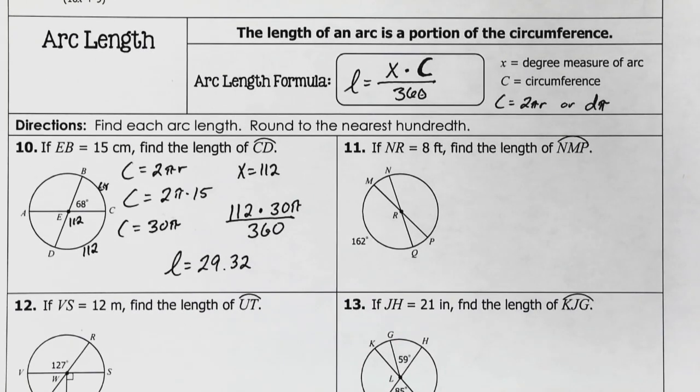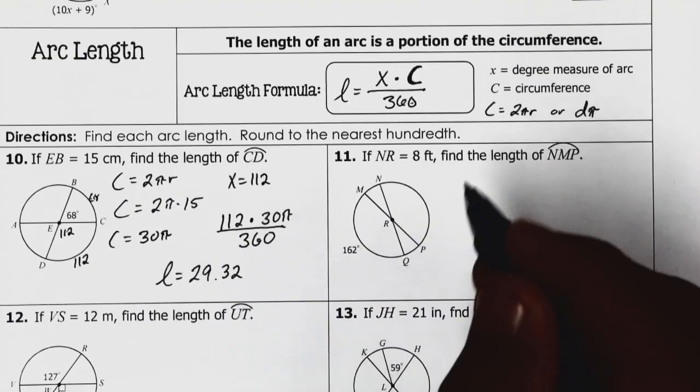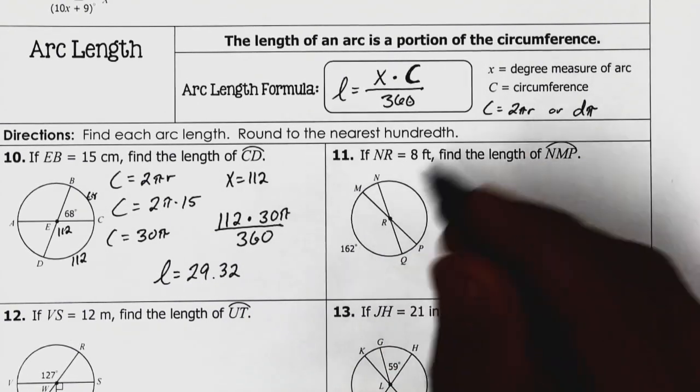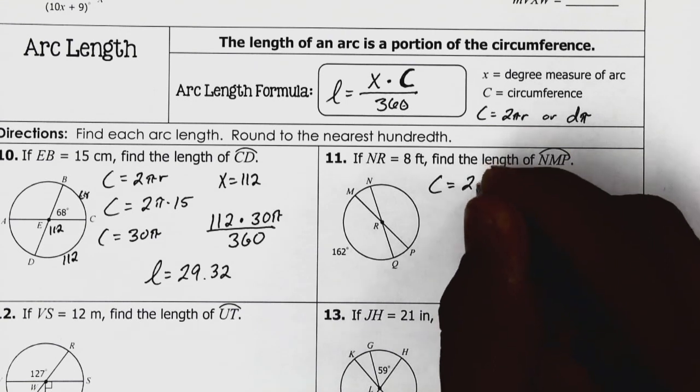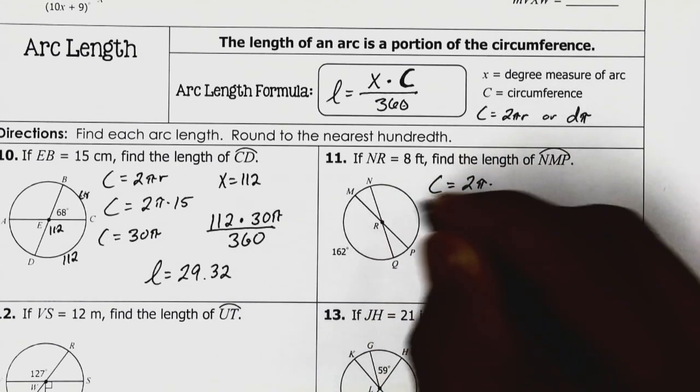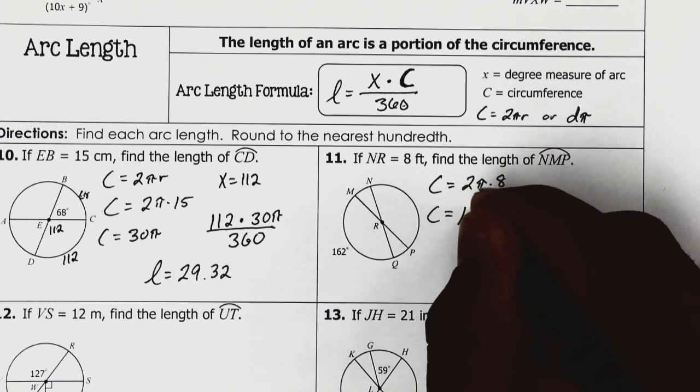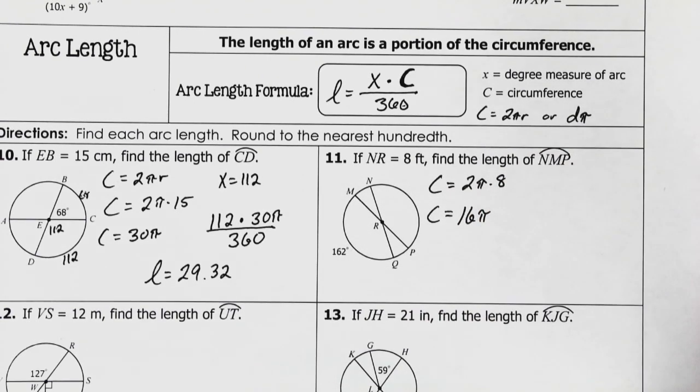All right, number 11 says if NR is 8, find the length of arc NMP. So NR is a radius, so I need to get the circumference first. So circumference is going to be 2 pi times the radius, which is 8. So 2 times 8 is 16 pi.